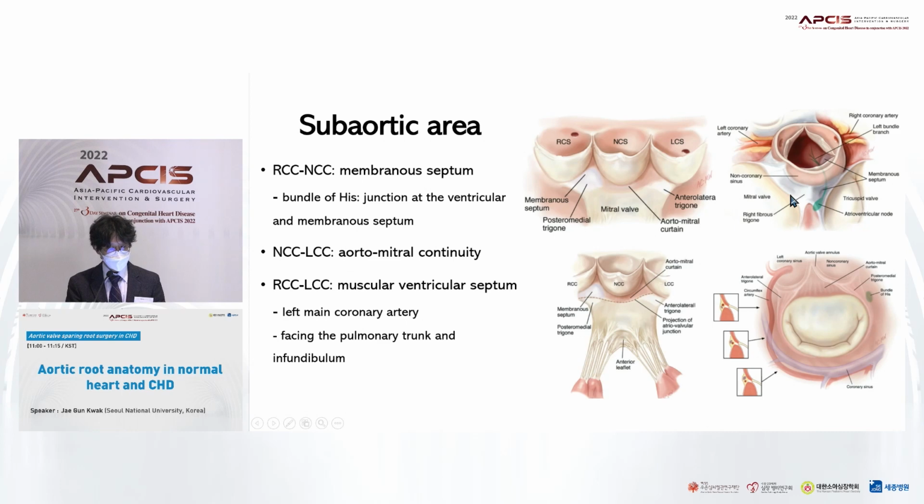So the aortic area is a little bit more complicated, but under the right and non-coronary cusp, there is a membranous septum, and the His bundle is going around at the ventricular and membranous septum. The non-coronary cusp and left coronary cusp continue to the aortomitral continuity. And under the right and left coronary cusp, there is a muscular ventricular septum, and this part faces the pulmonary trunk and infundibulum of the right ventricle.